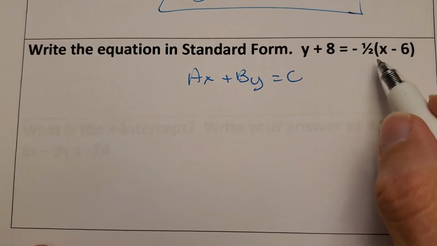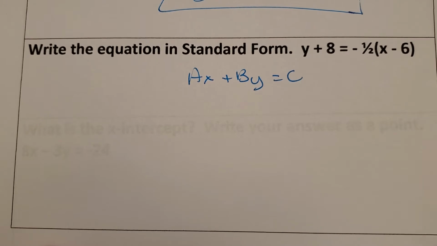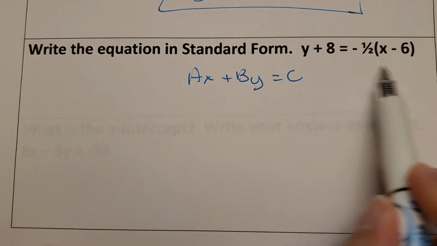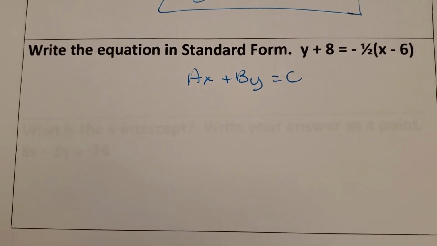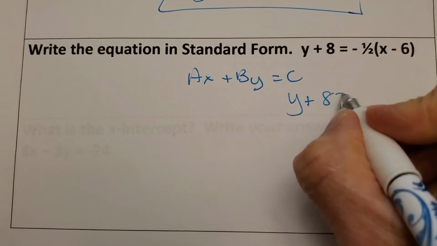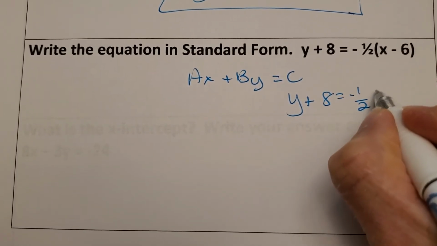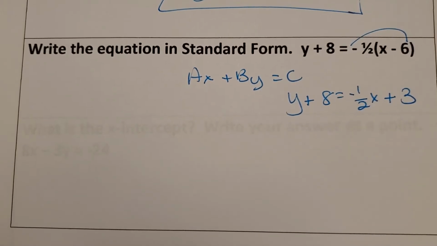I like to distribute first. I don't like to multiply by 2 first, because too often kids make mistakes if they multiply this by 2. They tend to multiply inside and outside, which is not correct. So I like to get rid of the parentheses first. Let's do that. We're going to use the distributive property. We get negative 1/2 x plus 3, because a negative 1/2 times negative 6 is 3.